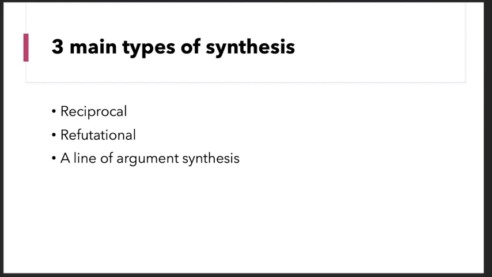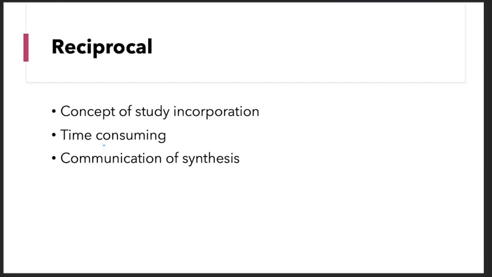So there are three main types of synthesis: reciprocal, refutational, or line of argument synthesis. Translating studies into one another is a key concept of meta-ethnographic synthesis. Meta-ethnography is just a way of systemizing and formalizing it and then communicating what you have done. This type of synthesis will relate to how one study is related to another. Our first one is reciprocal translation. This is where the concepts of one study incorporate those of another.